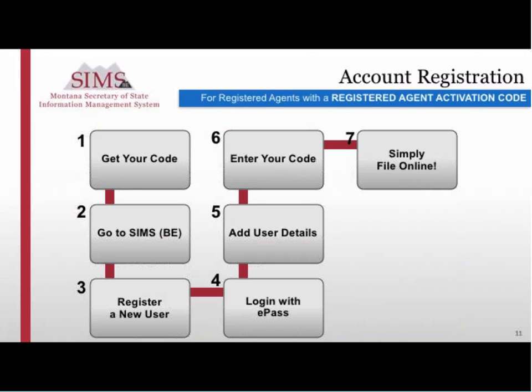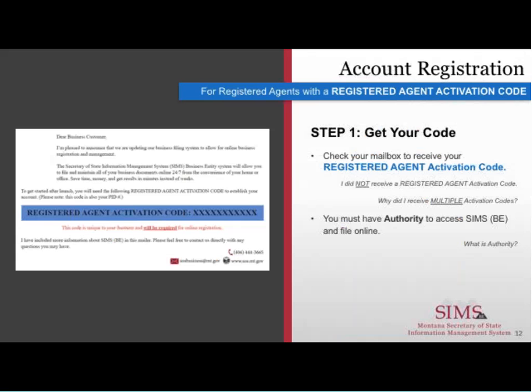There are 7 steps to register your account. Step 1. In the past few weeks, you should have received a mailer with a registered agent activation code in a bright blue box. You will need this code after logging into ePass to register your account for authority to access the businesses you represent.